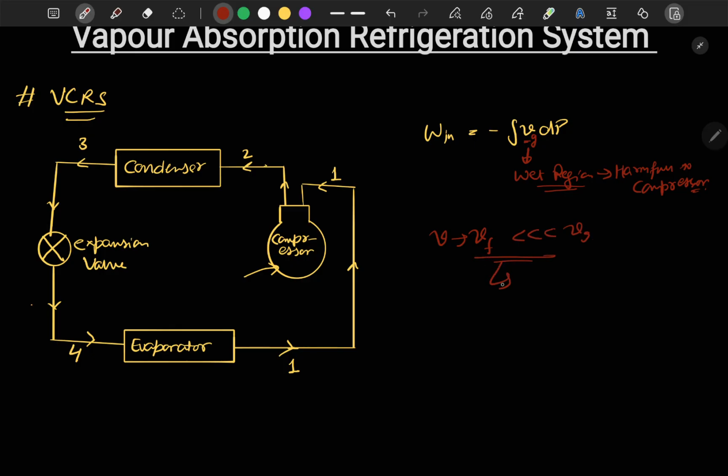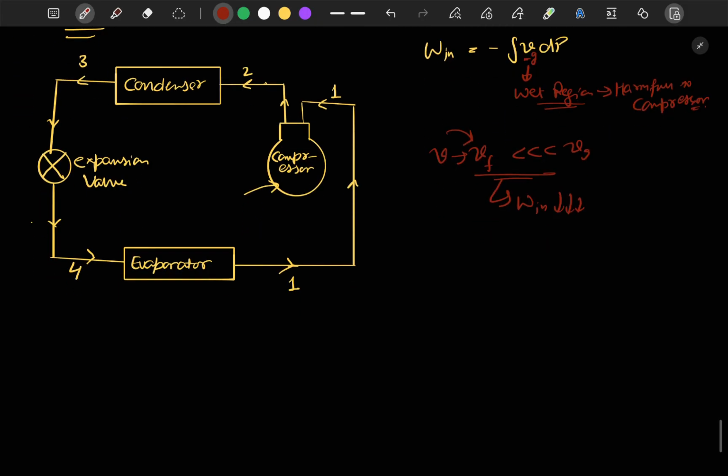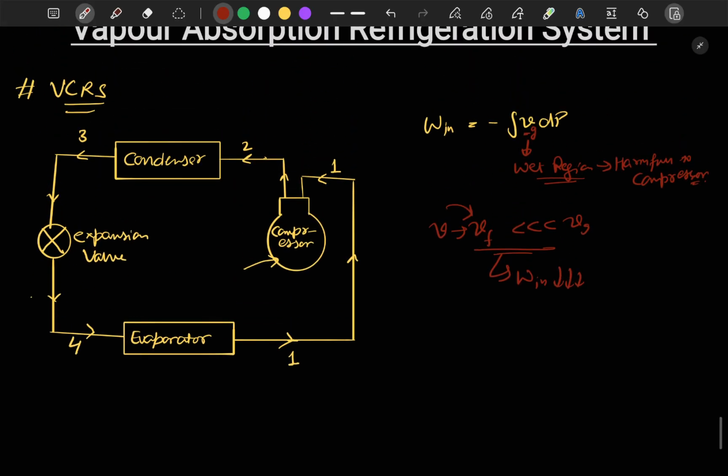So it means that if we can compress the liquid directly to the high pressure, the work input will be very less. To overcome this difficulty, we have the vapor absorption refrigeration system. In this, we increase the pressure of the fluid, the liquid, to the higher pressure.